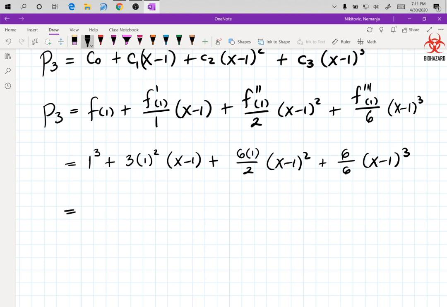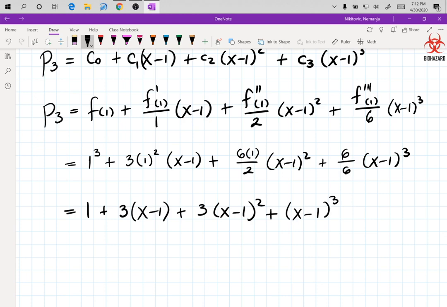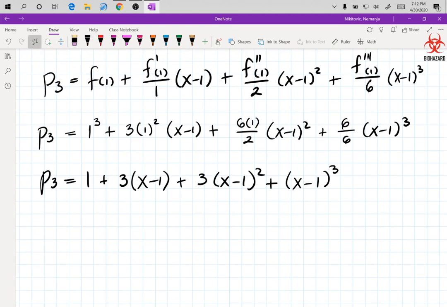Deal with the mess. So that's going to be 1 plus 3 times (x minus 1) plus 3 times (x minus 1) squared plus 6 divided by 6 is 1, (x minus 1) to the 3. That's your P3. You want to do more work? Foil all of this, right? You can. It will work out to be something.